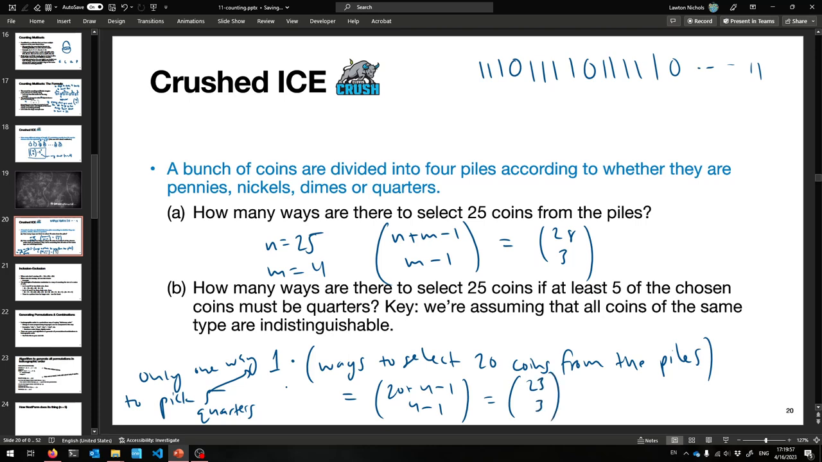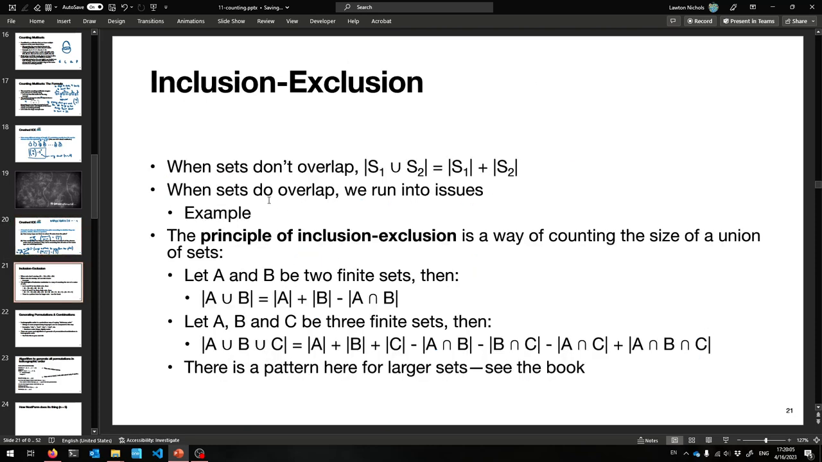So less options, of course, because you have fewer coins to choose from, really. So that's A and B. Please yell at me if you have any questions about that. Hopefully that's making at least a little bit of sense.